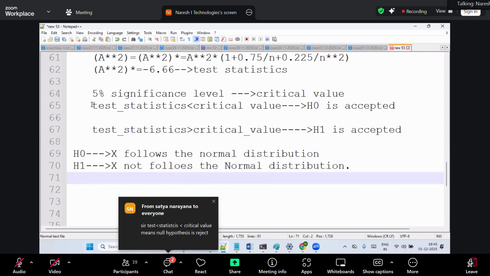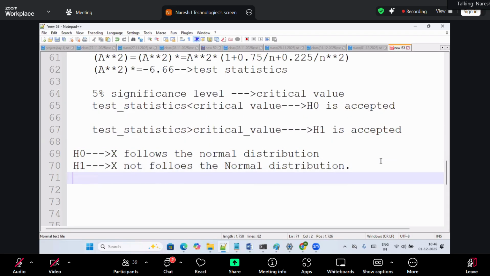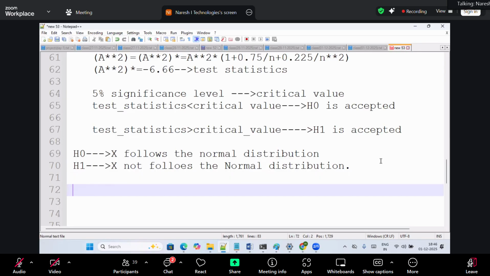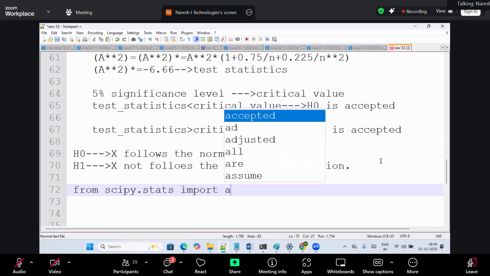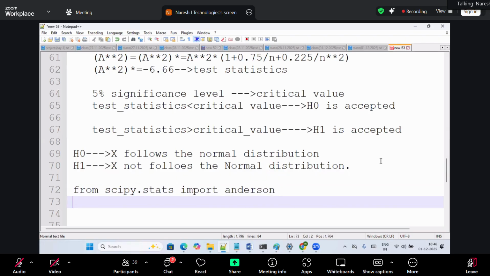Based on this value, you are telling whether H1 is getting accepted or H1 is getting rejected. Correct? Now, but guys, from SciPy you have to only import Anderson. Right? I'll tell you: from scipy.stats import anderson. Right? And here you write Anderson.